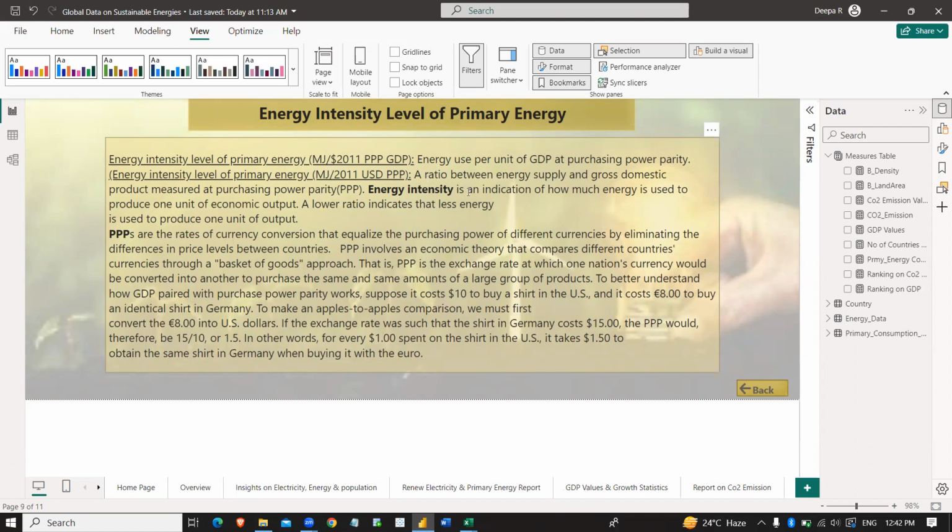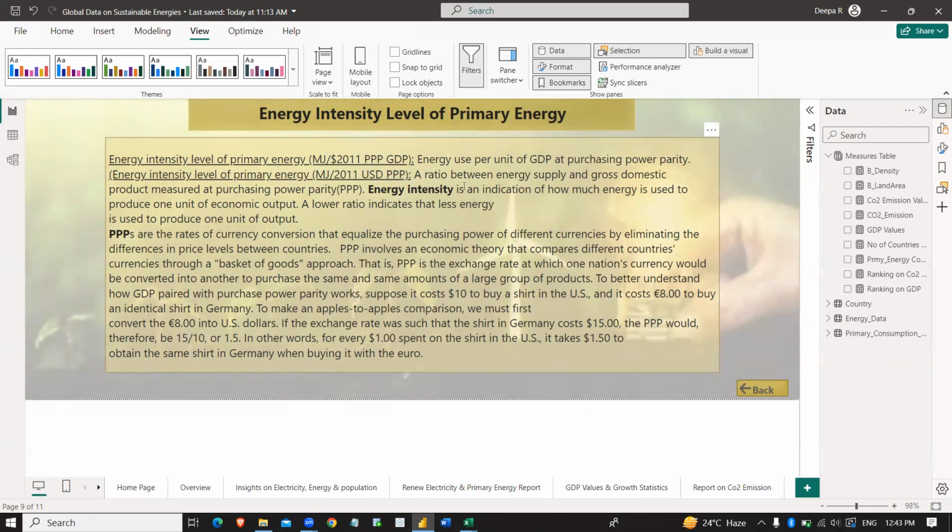Earlier, I also did not know this domain, it was very new to me. I have studied each and every field, what they actually mean and what sustainable energy means. I have done research on everything to understand the data set so that I can present it in the right way. So it is energy use per unit of GDP at purchasing power parity. What does PPP mean? Purchasing power parity. What do you mean by energy intensity?